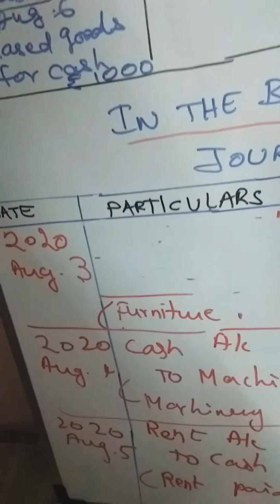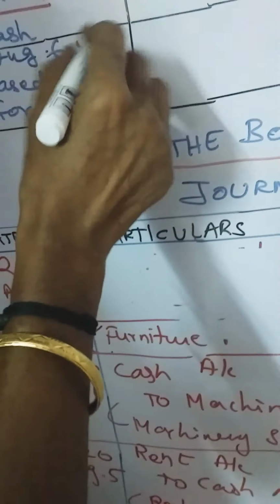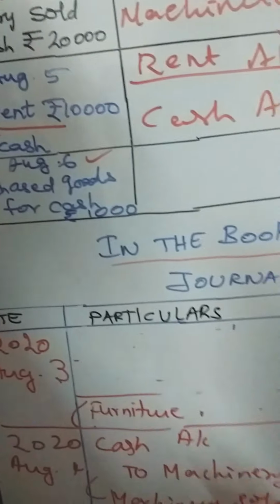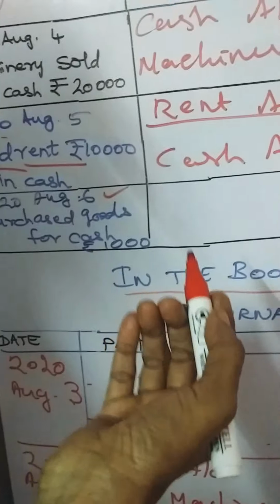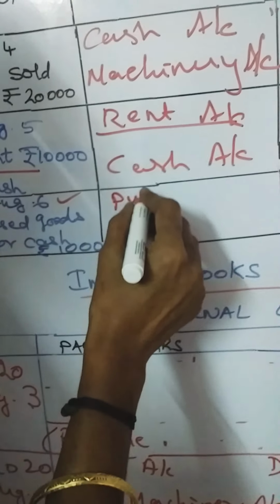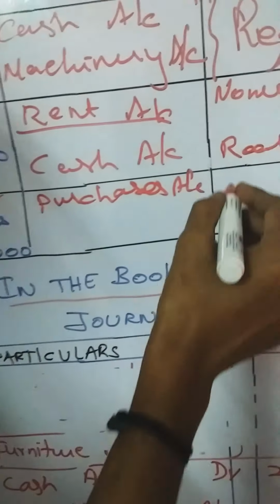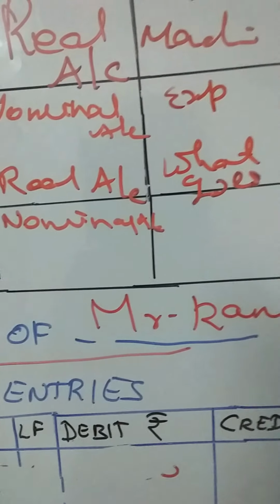So what is the next transaction? 2020 August 6, purchased goods for cash. Purchased goods means it is an expense. It's purchases. You are buying the goods, so it is an expense. We say all expenses should be debited. It is a nominal account. If you are buying the goods, what goes out? Cash goes out. Cash is what type of account? It is a real account.